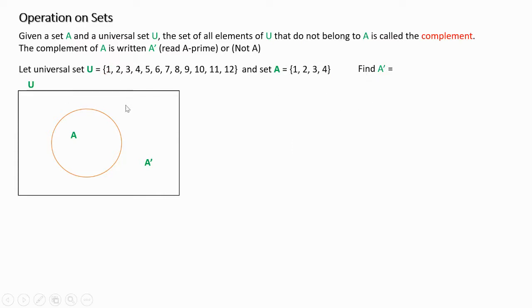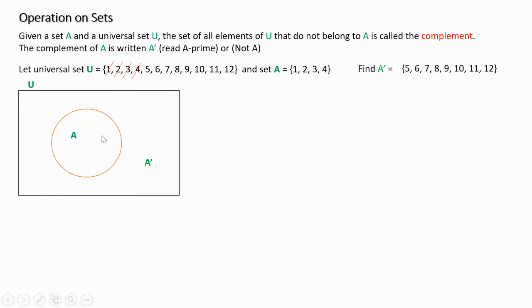Check this out, guys. This is the way I like to explain it to the students. A complement means not A, so you go back to the universal set here. Not A means not 1, not 2, not 3, and not 4, because A is 1, 2, 3, 4. You see, I scratch them out. So what's left? 5, 6, 7, 8, 9, 10, 11, 12. That's the complement of A, or not A.